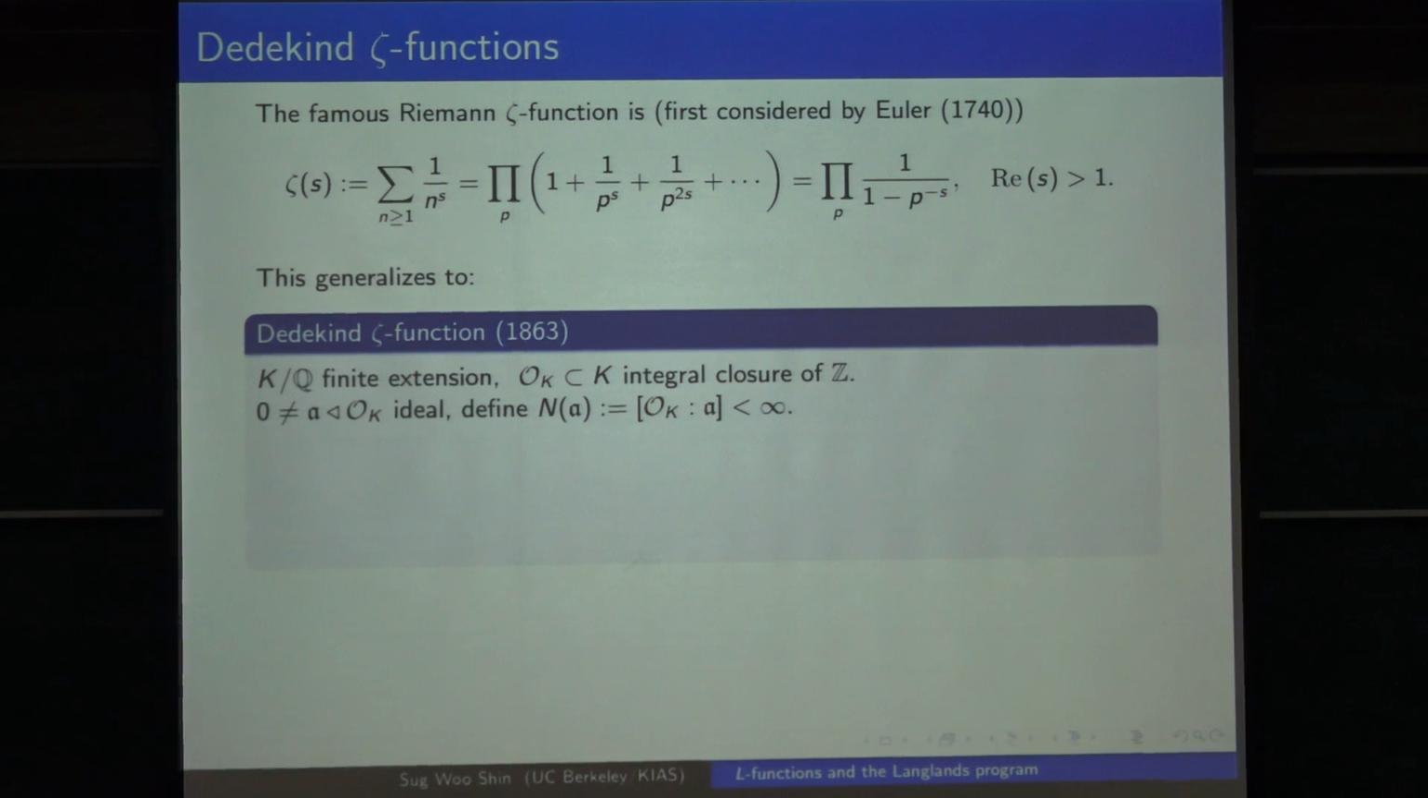Then you take an ideal A, and the norm of A, written N(A), is just the index of A in O_K. It measures the size of an ideal.